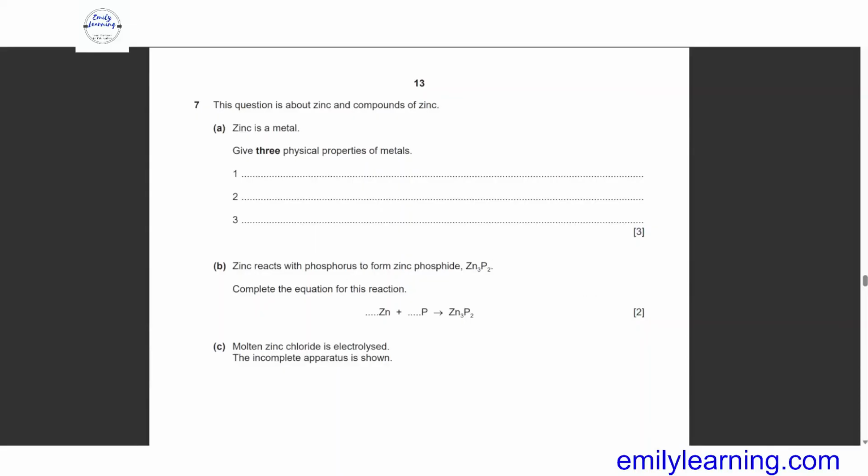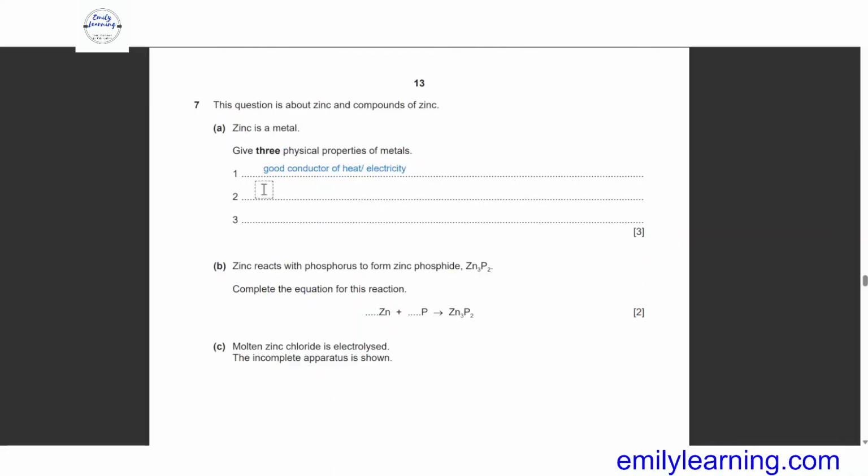Okay, next, question 7. Question 7 is about zinc and the compounds of zinc. So zinc is a metal. Give 3 physical properties of metals. So basically metals are good conductors of electricity, good conductors of heat, malleable, ductile, shiny, lustrous, and so on. Once you see there's a good conductor of heat, don't say that it's a good conductor of electricity. Just write one of them.